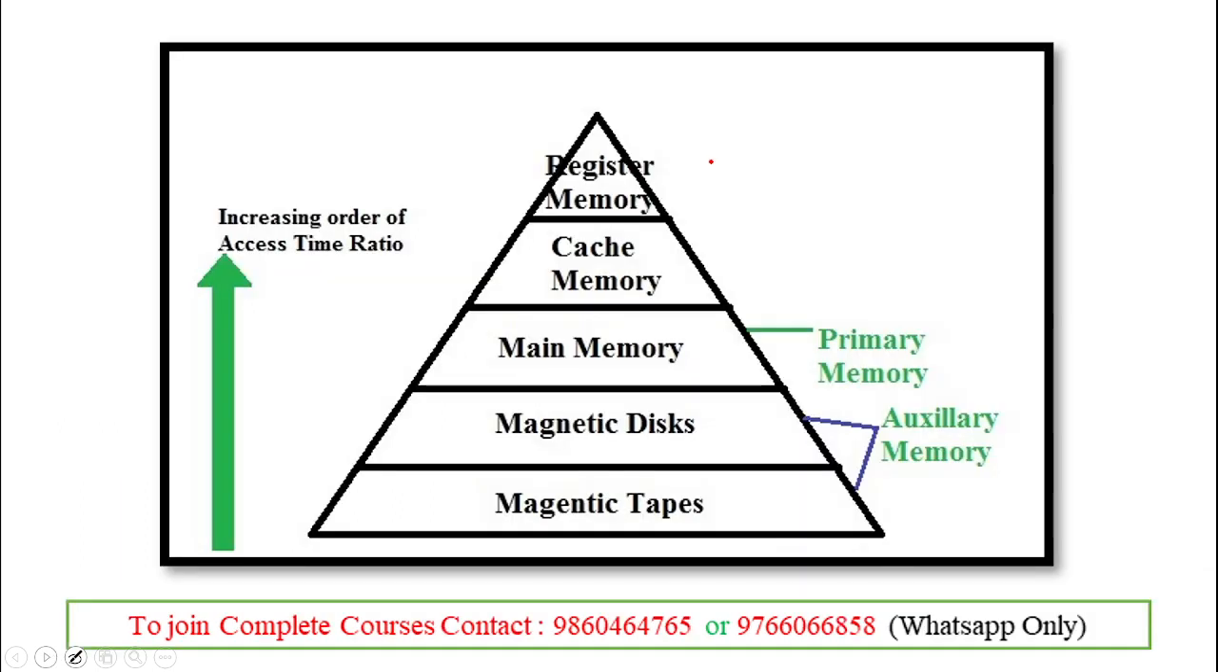Then it is another way of including all the important memories in increasing order of access time, as we said earlier. The primary part is the main memory, and the magnetic disk and magnetic tape are auxiliary memory or secondary memory. Clear. Then moving to the next question.